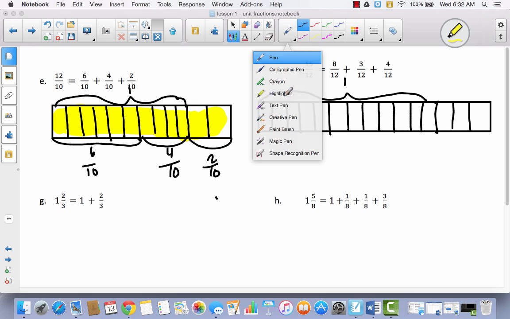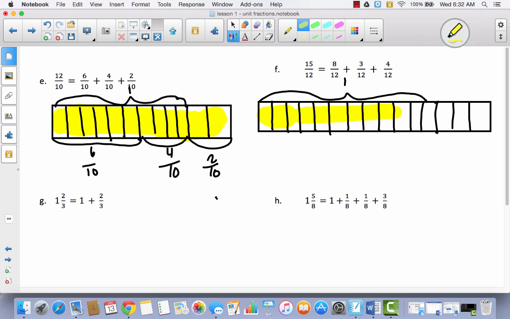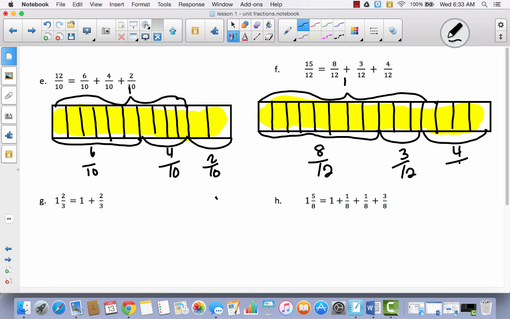Okay, so again, I'm going to do my fast shade on this so you don't have to watch me color. All right, so we're going to shade all of them. And now we just have to go back and label. Okay, so I get to group 8 of these together. So I've got 1, 2, 3, 4, 5, 6, 7, 8. So this is 8 twelfths. And then I'm going to do 3 twelfths. And then I'm going to do 4 twelfths. Okay, so this is 1 whole plus 3 more. So actually this goes all the way down to here.